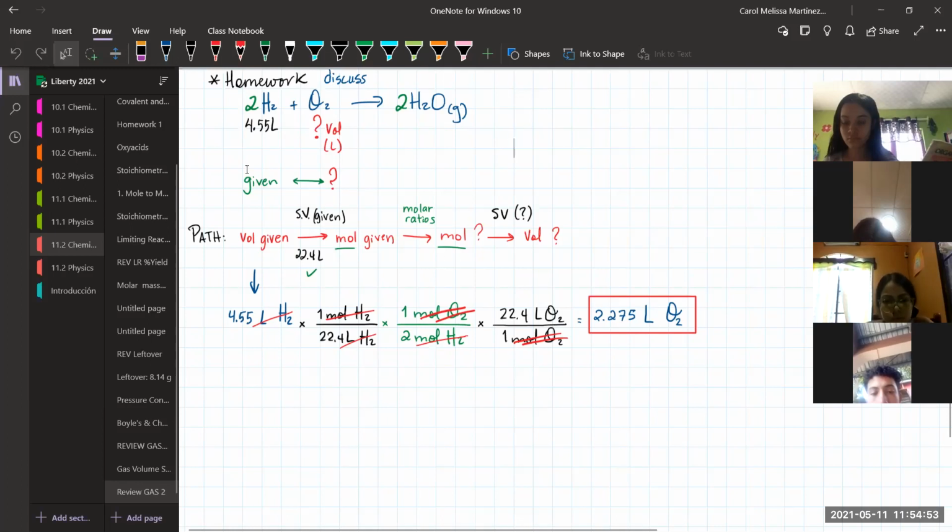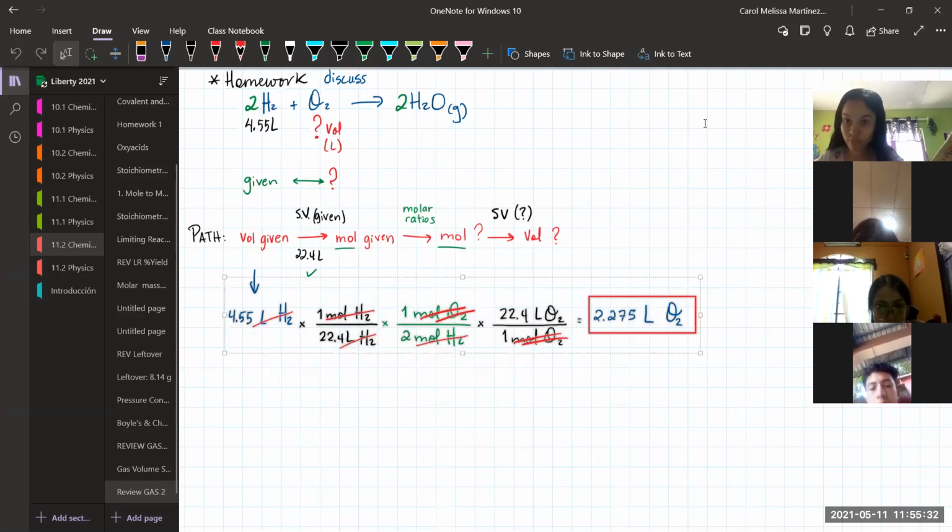And here, then you get the path. It's giving me liters of hydrogen, and they're asking me a volume in liters of oxygen. So I relate the two. This is my path from volume given. I need to get the moles given. I need to get the moles unknown because I'm relating the two substances. And then from this, I get the volume of the unknown. And here, you know, the standard volume of a gas is 22.4 liters. You apply all the procedure, and this is what you get. Give me a second.